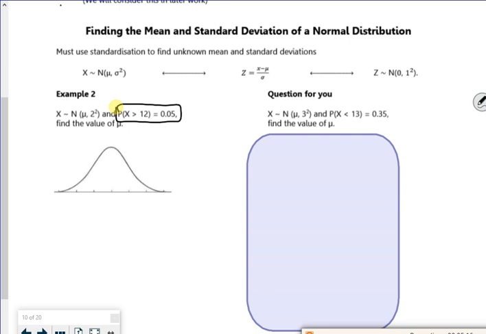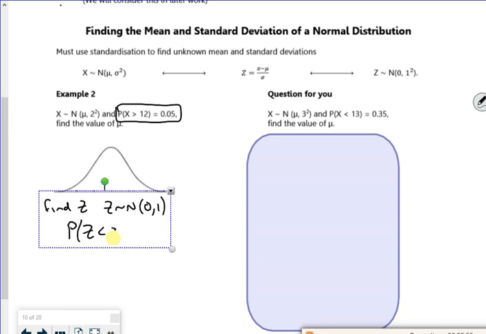So we know that information. If I work out the z value that goes with it, z equals x minus mu over sigma. What I want to do is work out what the z value is, so I'll find z, if z follows a normal of 0, 1, and the probability that z is greater than z is 0.05.